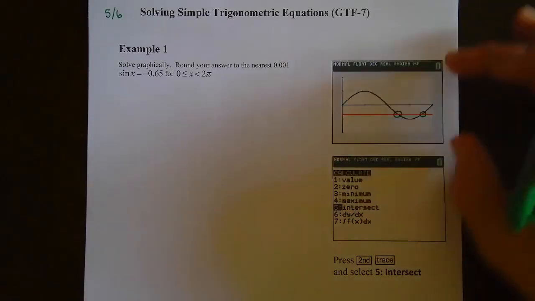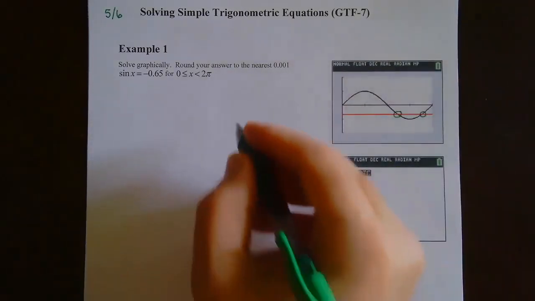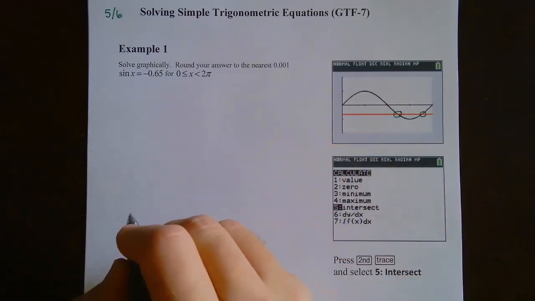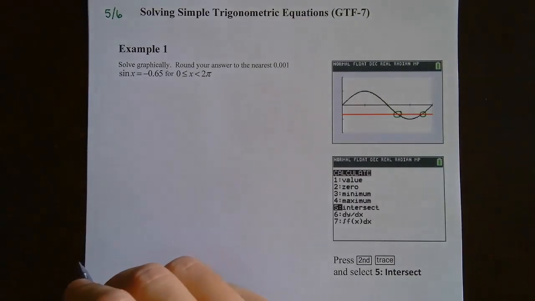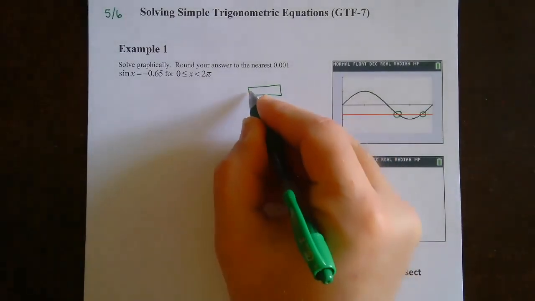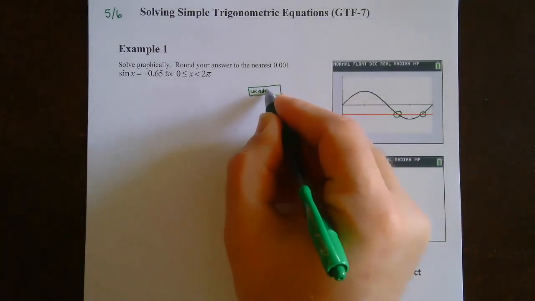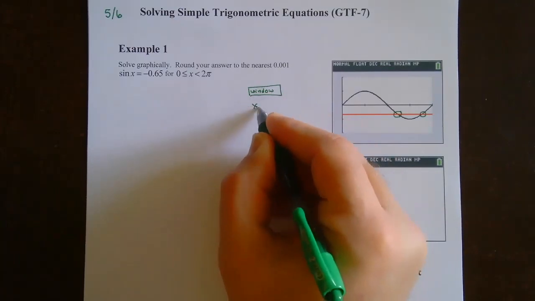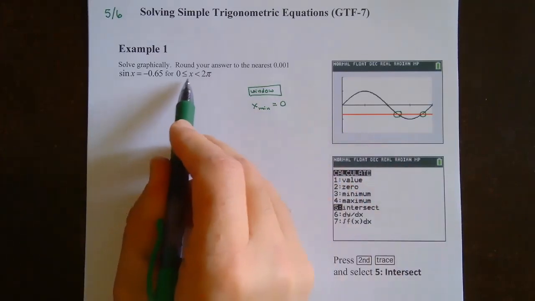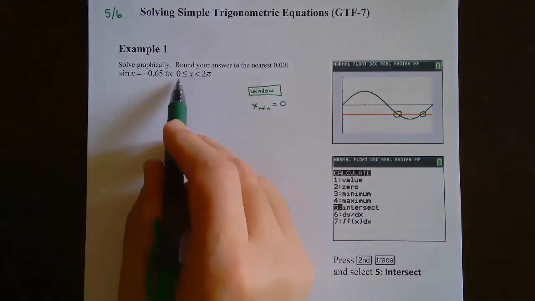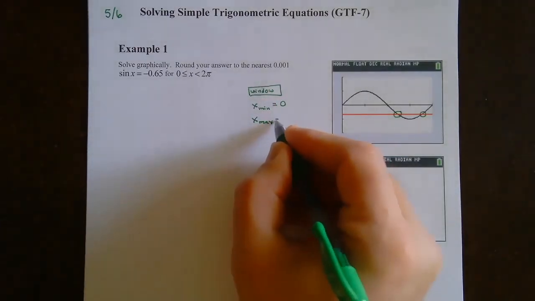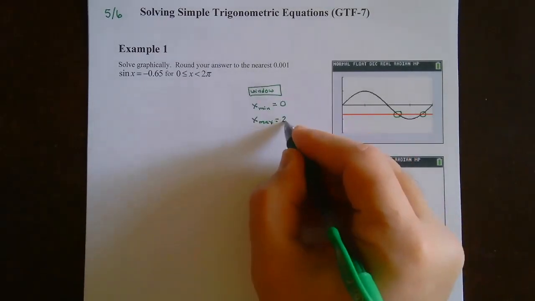All right, so to set up our window so it looks like this, you would press the window button on your calculator. It's the top row, the second one over from the left. We want to set our x min equal to 0, because we're looking at our x's between 0 and 2 pi, so we want that left side of the screen to be 0. And then we want our x max to be 2 pi, because that's the biggest we want to look at.